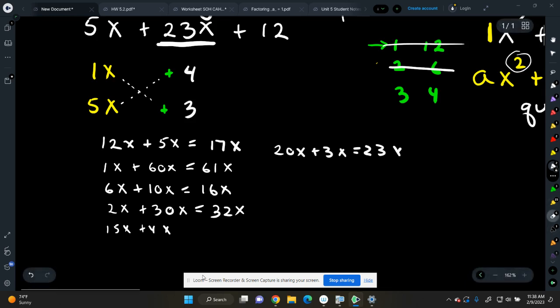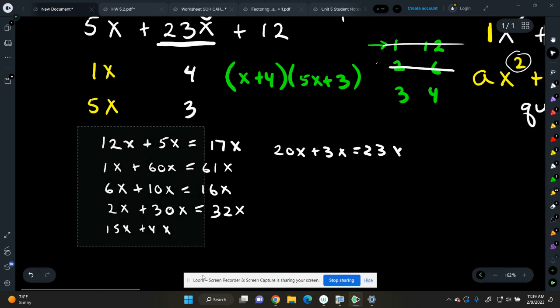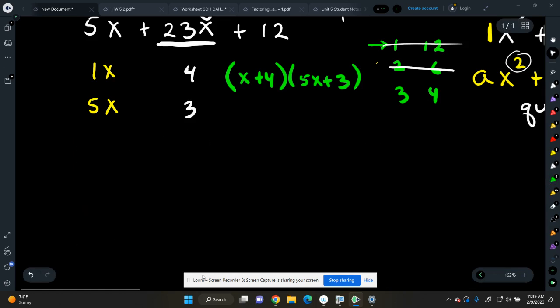Okay, now we figured out which numbers go where. We cross multiply to check it, but when we form our factors, we go straight across. So this is x plus 4 and 5x plus 3. Okay? How could we check that once we factored it? Factoring is the opposite of foiling or distributing, right? So let's go ahead and do that. Let's FOIL it out because it kind of helps to pull everything together.